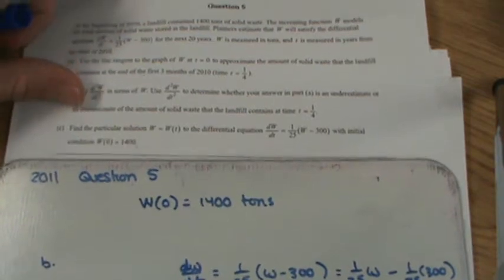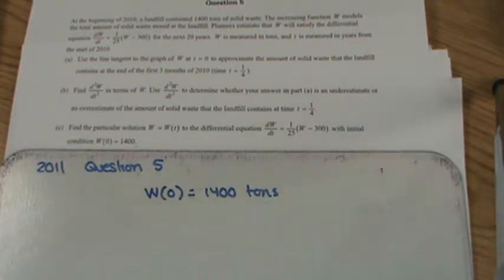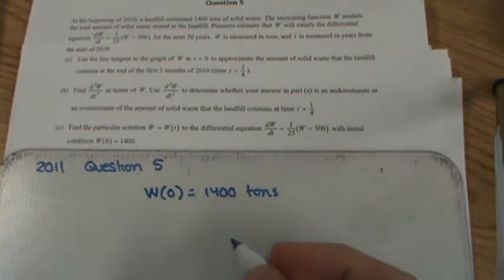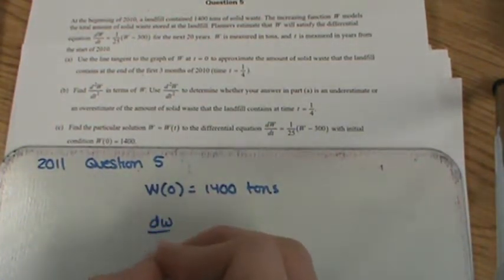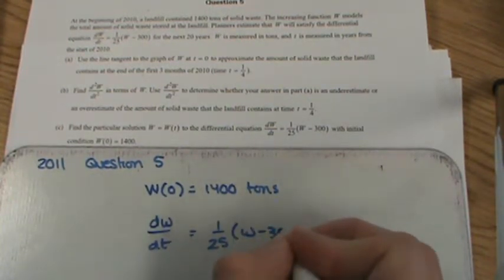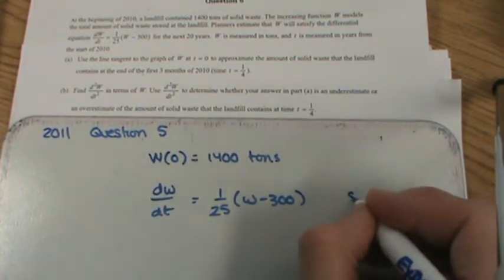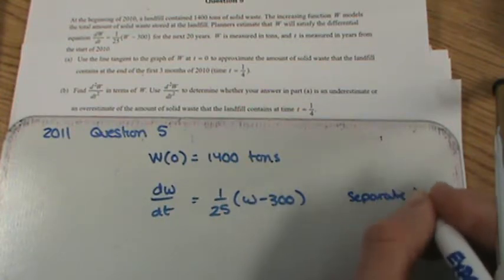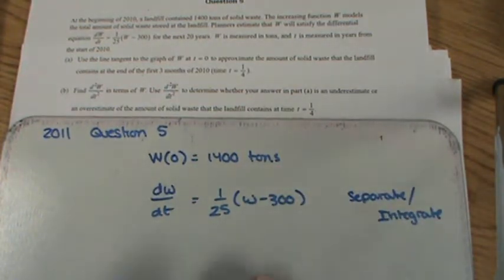All right, let's go on to C. Find the particular solution, W equals W of t, to the differential equation that we are given with the initial condition. Differential equations are huge. This is major points that you can get for your FRQ. It all comes down to solving a differential equation. So let's start off with dW over dt equals 1 over 25 times (W minus 300). Whenever we have a differential equation that we have to solve, we're going to separate and then integrate. You get points for almost every piece of this.